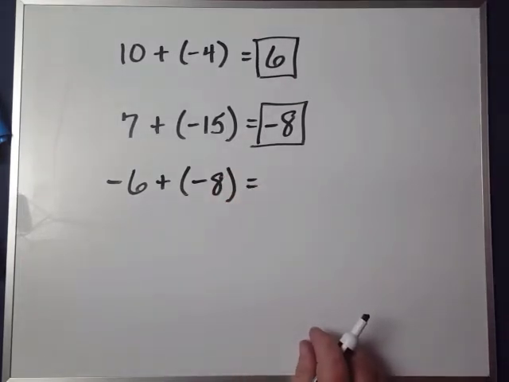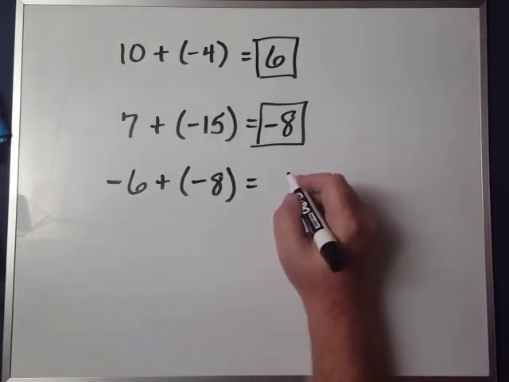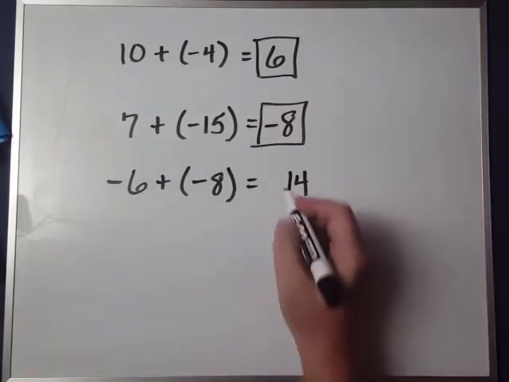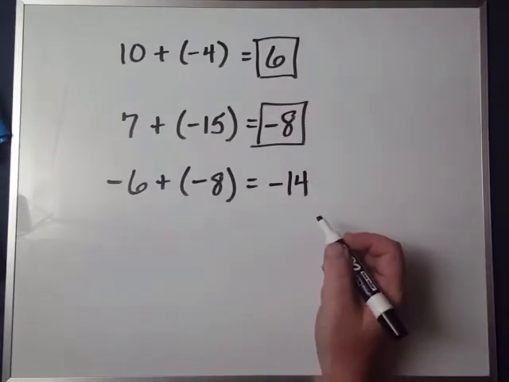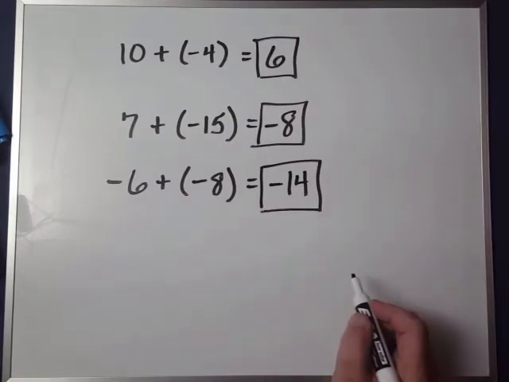I'm adding two numbers of the same sign. So on my number line, what's happening? We're moving in the same direction both times. I will add their absolute values. 6 plus 8 is 14. They were both negative. So where did I have to land on my number line? They were both negative, so my answer must be negative.